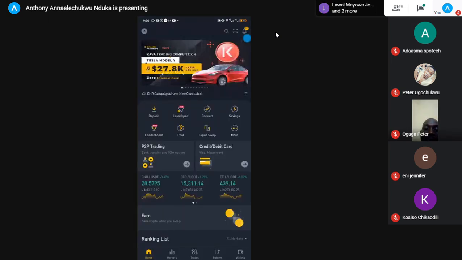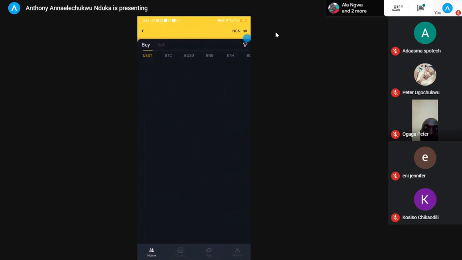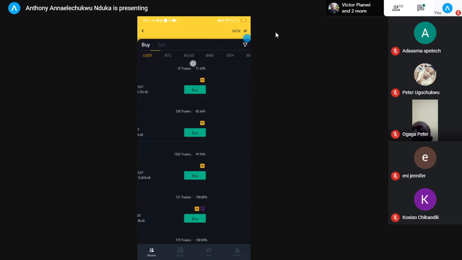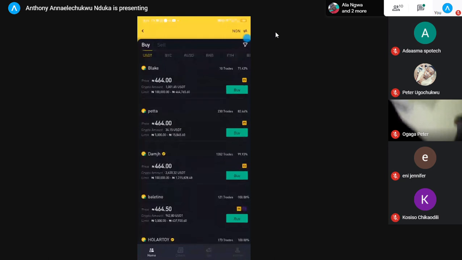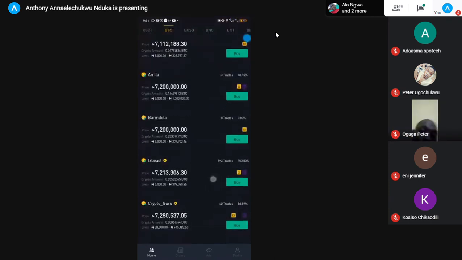Now the P2P trading part. Once you click on this P2P here, you will see this buy and sell. If you want to buy Bitcoin or any other cryptocurrency listed here, and you want to buy it from somebody directly without going through an escrow or anything else, you can buy it from this platform on Binance directly from somebody without stretching yourself. Let's say I want to buy Bitcoin. I'll go to the Bitcoin slides, allow it to load. Now, I'll choose somebody I want to buy from.